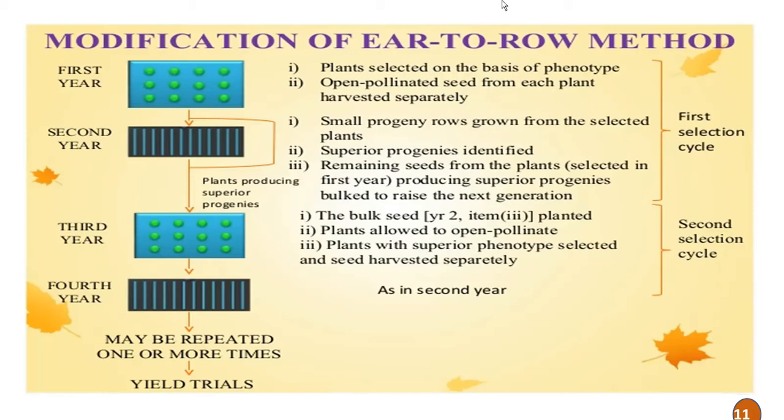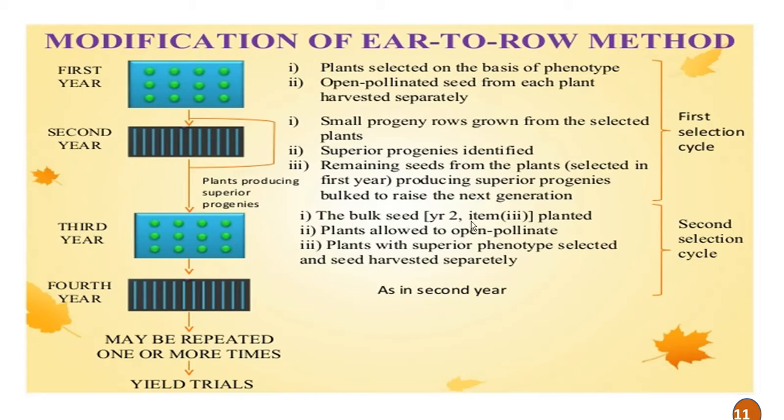We can see in the first year the plants are selected on the basis of phenotype, and open pollinated seed from each plant is harvested separately. Then in the second year small progeny rows are grown from the selected plants and superior progenies are identified, and the remaining seeds from the selected plants of the first year are used to produce a superior progenies bulk to raise the next generation. We can see here some of the seeds are grown as progenies from the selected plants, and some of the seeds are tested for the progeny test, and among these, plants producing superior progenies in that test are only selected from that generation, and these progenies are again planted in the third year.